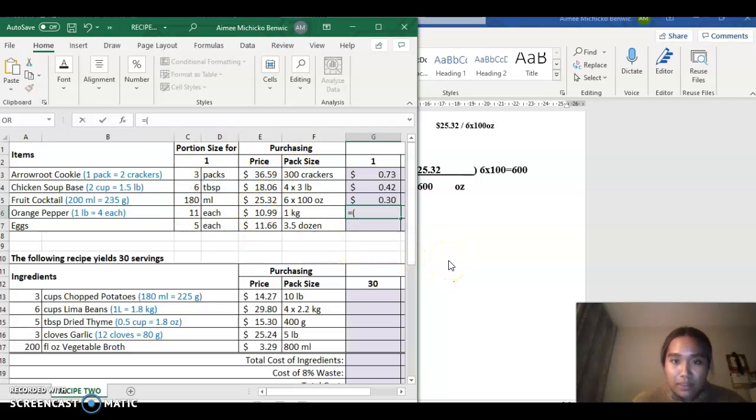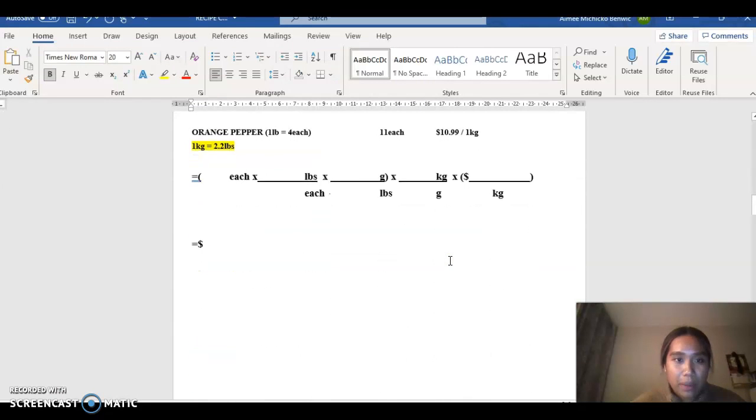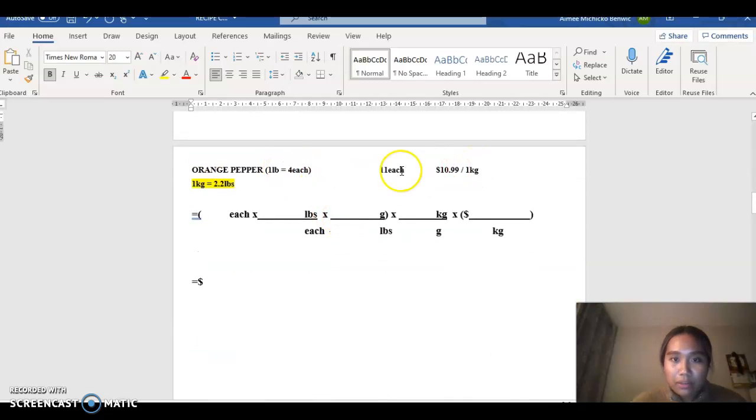For the next item, we have orange pepper. Here we have to go to kilograms. In order to do that, we have to convert 11 peppers. We're using the weight equivalency there. In 1 pound there are 4 peppers, and moving forward to go to kilograms, we have to get into kilograms here so they can have the same unit.